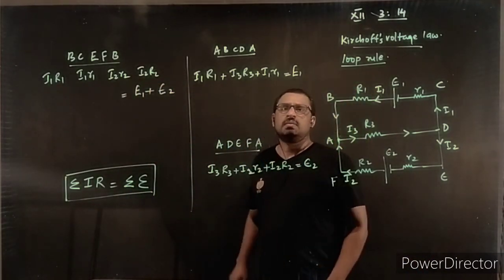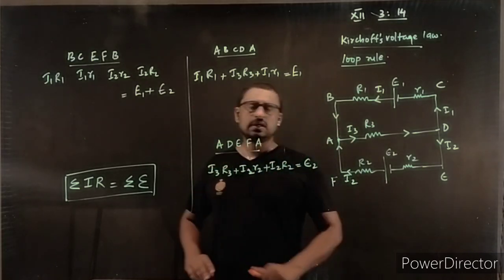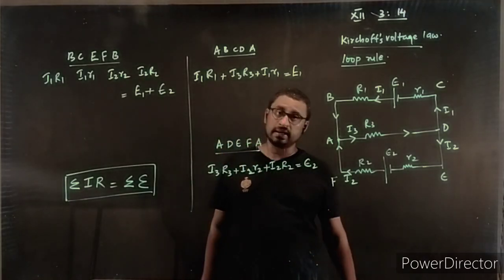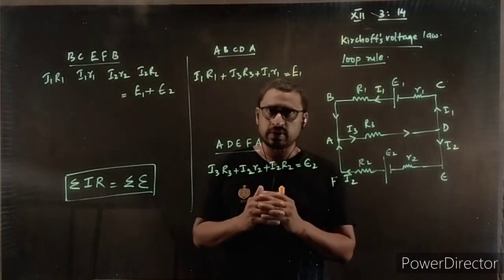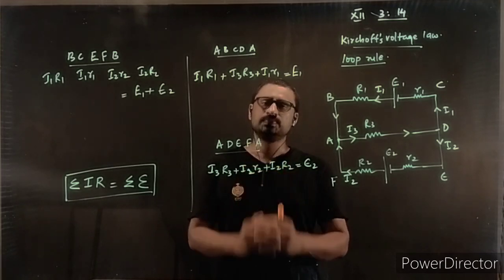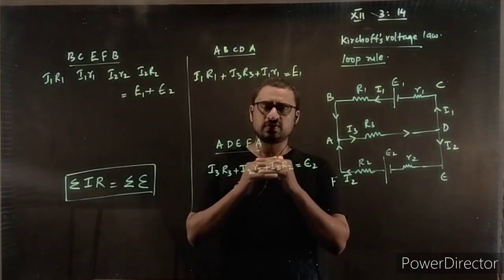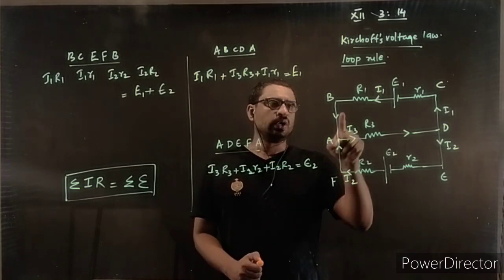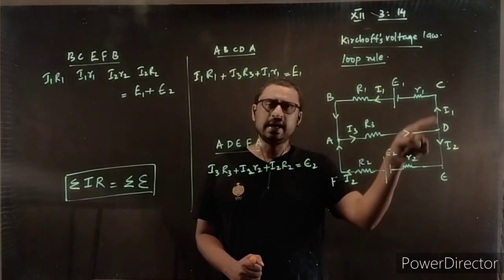But these equations are wrong. They are not properly executed. How can you execute it properly? Again, we need a sign convention. Write this sign convention for applying Kirchhoff's voltage law. Step one: name a loop.